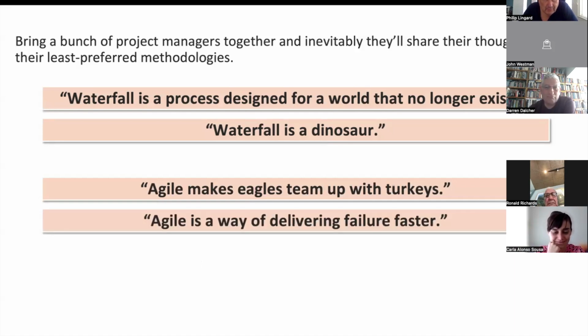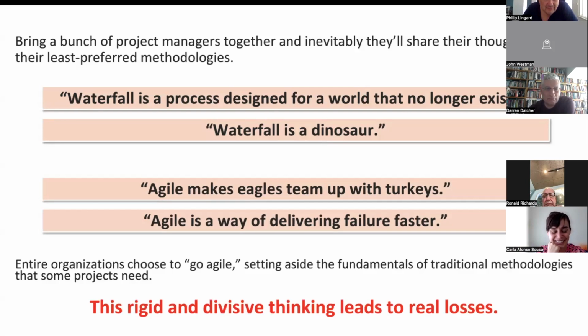Agile is a way of delivering failure faster. I like that one. So you can see there are two sides. Even I guess most of us appreciate both sides, but there is some tension that I think we need to iron out, and we need both.